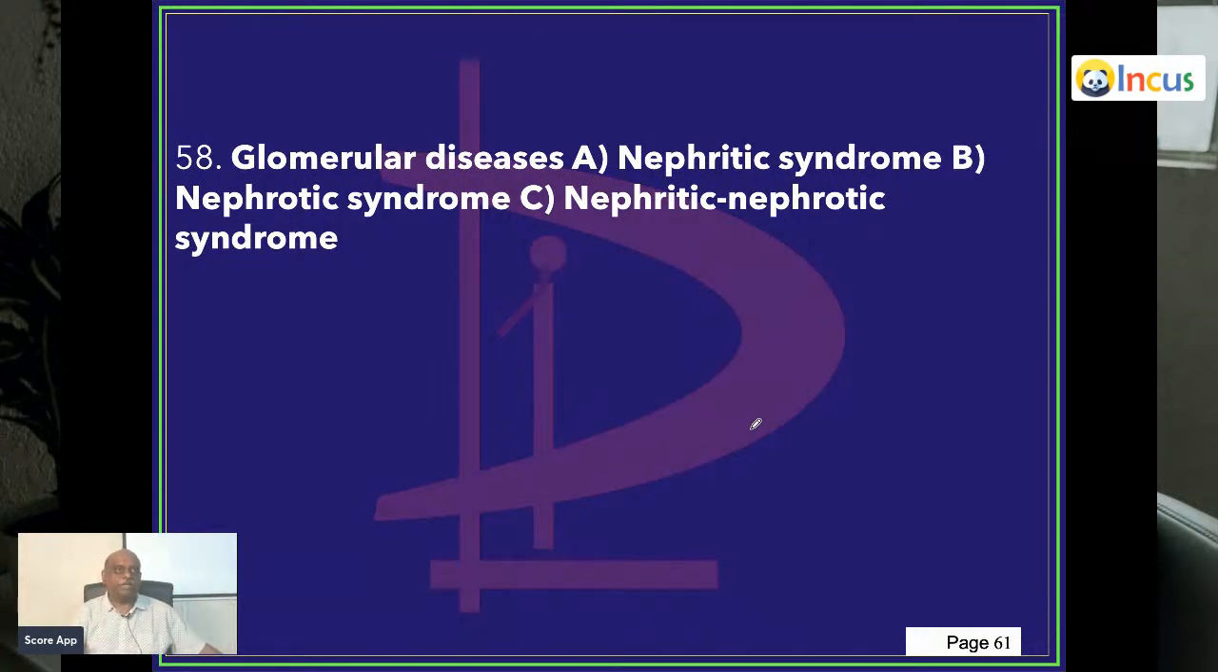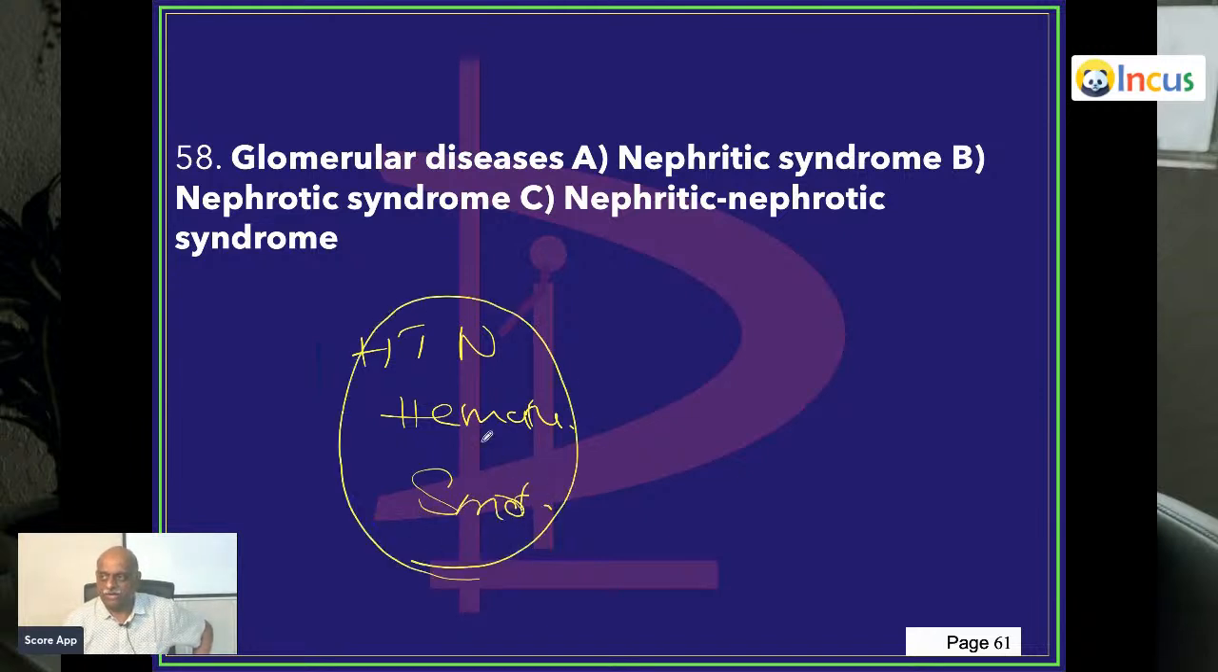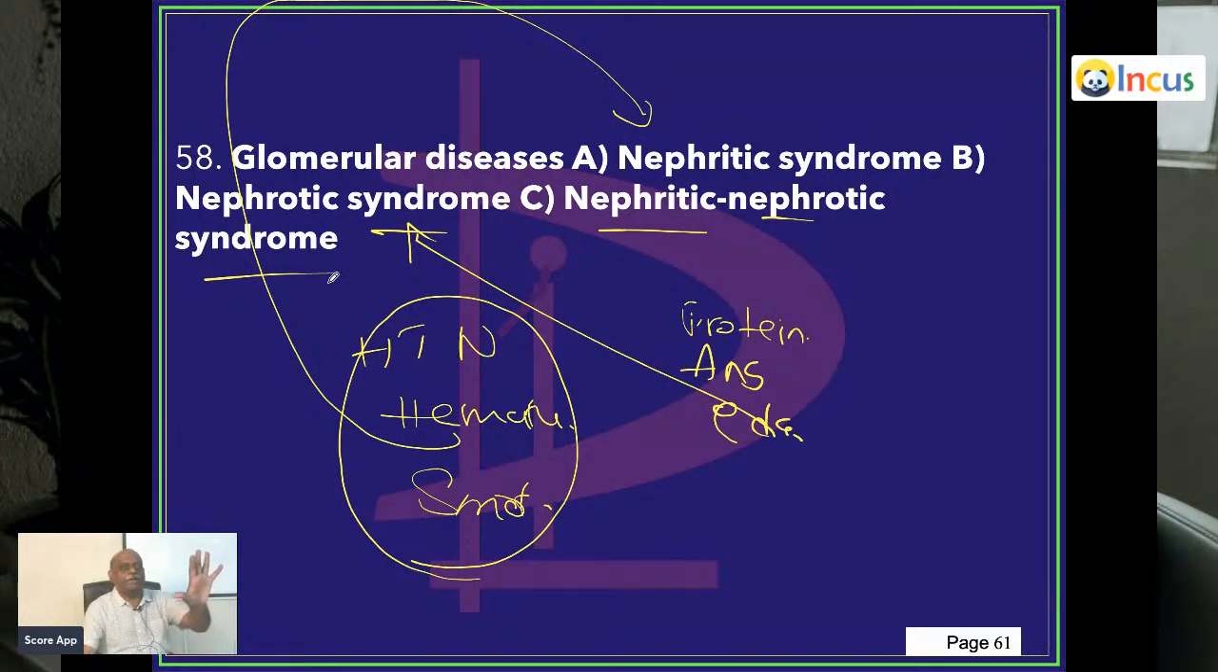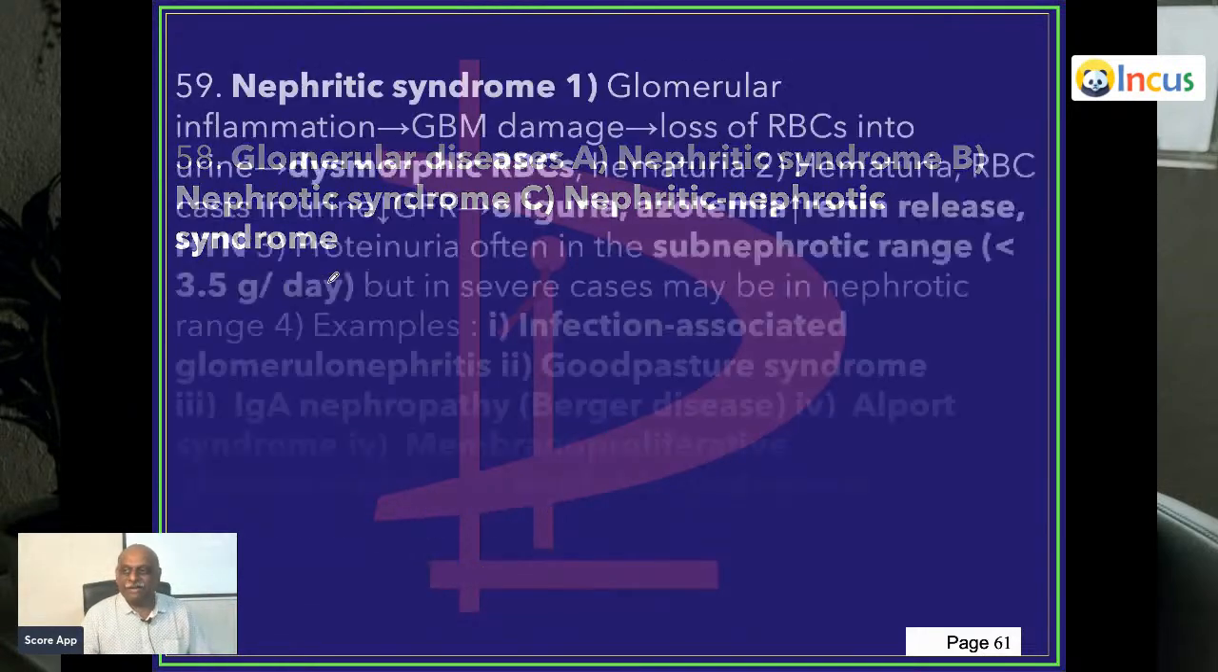Nephritic syndrome, nephrotic syndrome, nephritic plus nephrotic syndrome. The main difference is if there is hypertension, hematuria, smoky urine, that is the presentation of nephritic. If there is proteinuria, no hematuria, anasarca, edema, that is nephrotic. So both types can occur in a few of the conditions. So totally there are 9 glomerulonephritis, 4-5 points about each of them. That makes 50 points. From that definitely one question will come.